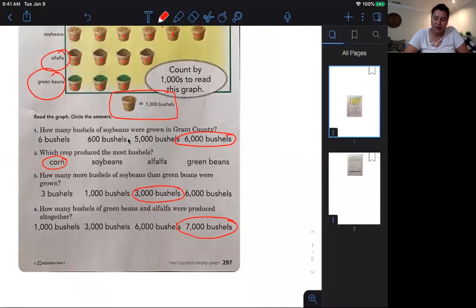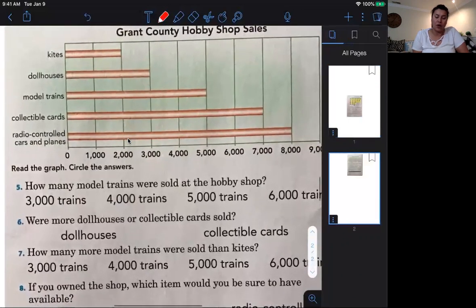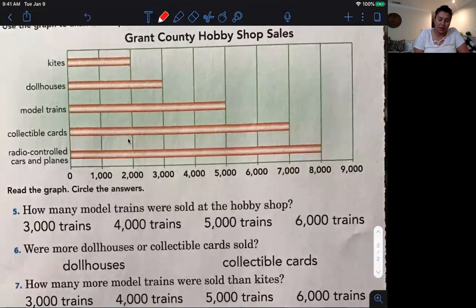All right, let's flip our page over to the back, and we're going to do the same thing. We're going to use the graph here for Grant County Hobby Shop sales, and we're going to try to answer the questions that they have for us. This one goes all the way up to 9,000, and we're still talking about thousands, but let's look at the kites. So this one's a little bit different in that we're not actually counting something in the graph. This is a bar graph, which means the bar is going to show us whatever the information is. There's a bar that reaches to that line, okay? So I'm going to erase that so you guys don't get confused.